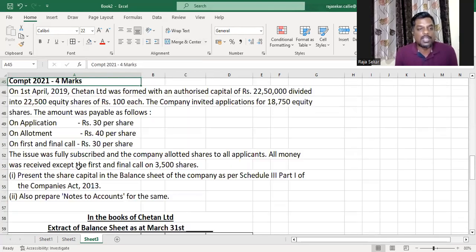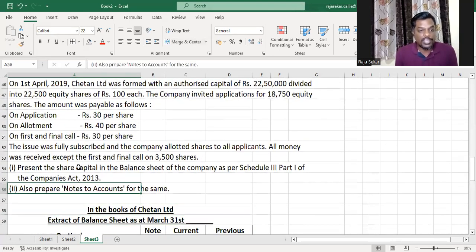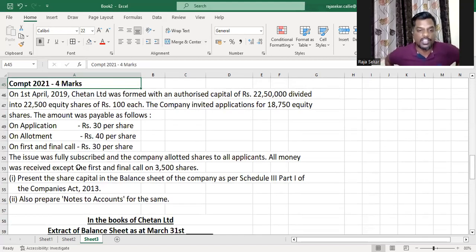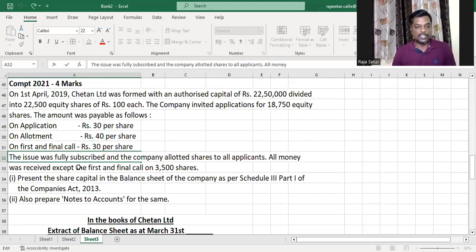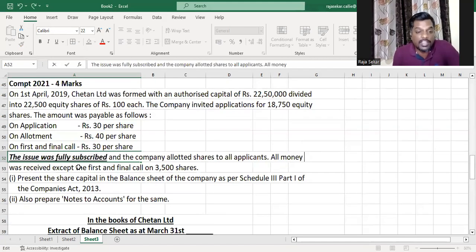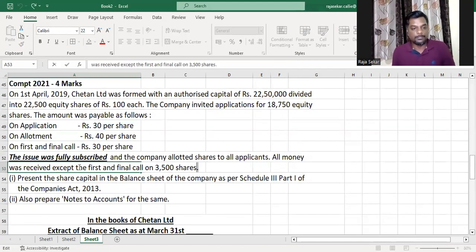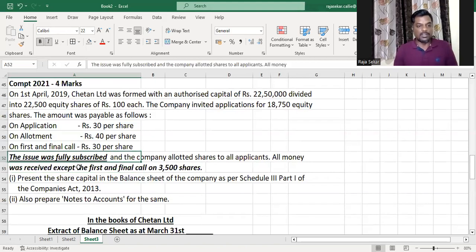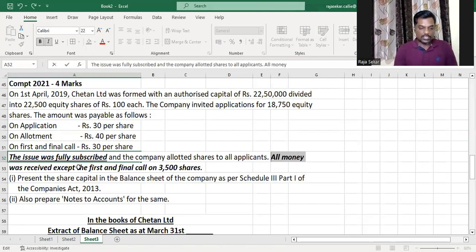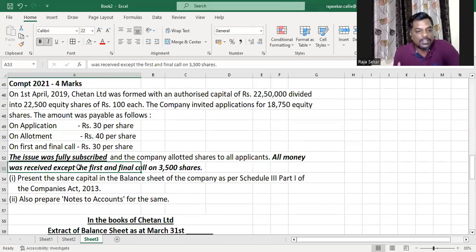Now we come to the subscribed capital part. We cannot straight away write 18,750 as subscribed, because the question says that the issue was fully subscribed. Does it mean I can write the entire 18,750 under subscribed and fully paid up? No, I can't. Why can't I? It's because of this statement: all money was received except the first and final call on 3,500 shares. So the person holding 3,500 shares has not paid 30 rupees per share.